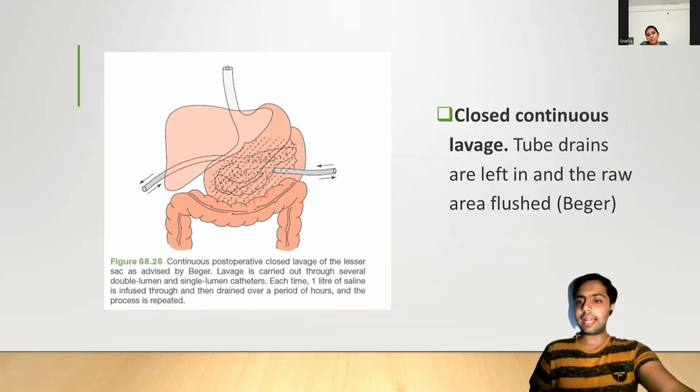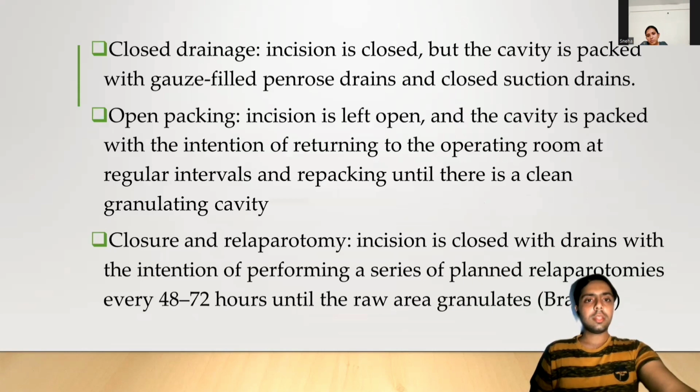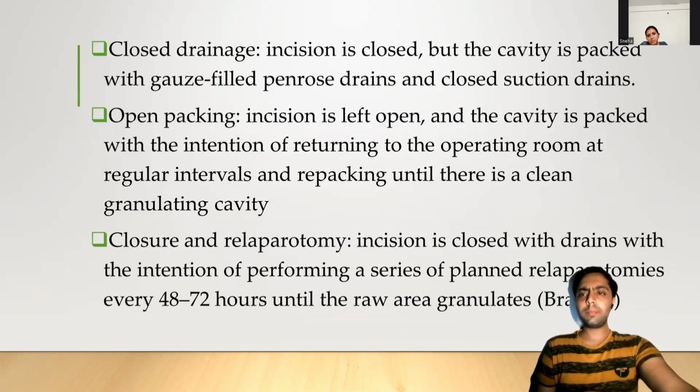Tube drains are left in and the raw area is flushed. And then we have the closed drainage. In this, the incision is closed, but the cavity is kept with gauze-filled Penrose drains, and closed suction has to be done. Basically, what I'm telling is the drainage technique. After the surgery, you have to keep the drains.